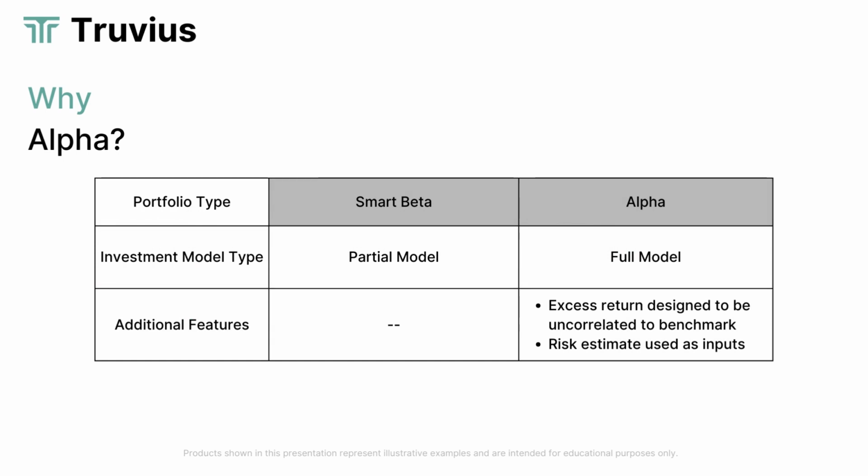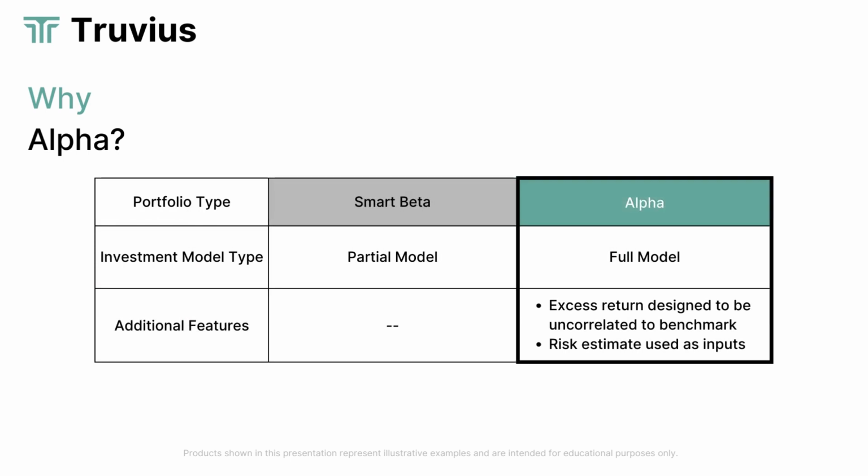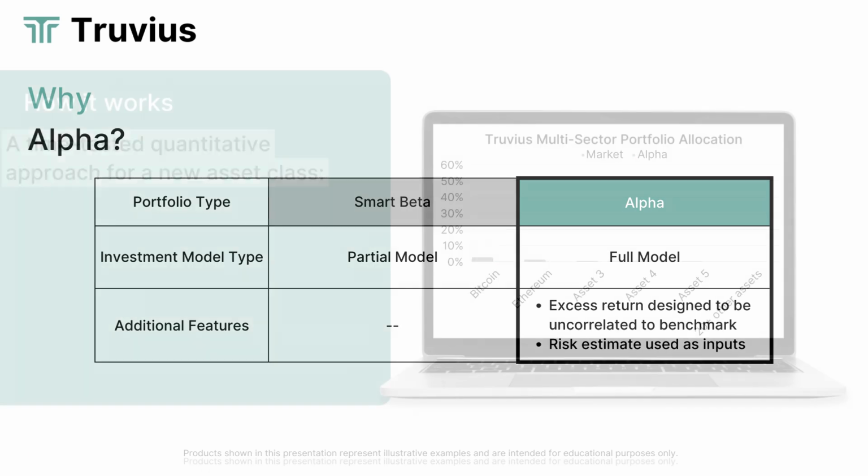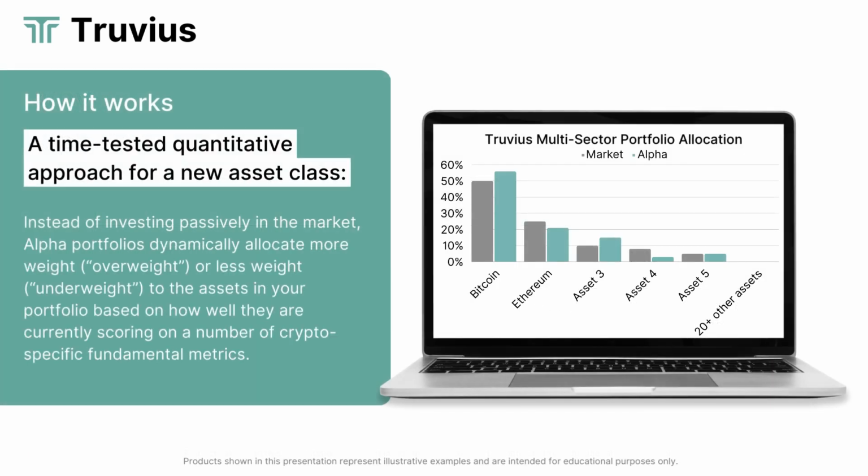Additionally, unlike smart beta portfolios, alpha portfolios utilize the full suite of our entire investment model, whereas smart beta portfolios only use a subset of our overall investment models. Importantly, alpha portfolios by design seek excess returns that are uncorrelated to the market portfolio benchmark. These additional considerations, along with certain risk estimate inputs used to target the volatility of excess returns, are key distinctions between smart beta and alpha. Let's turn our attention to how this systematic process works.